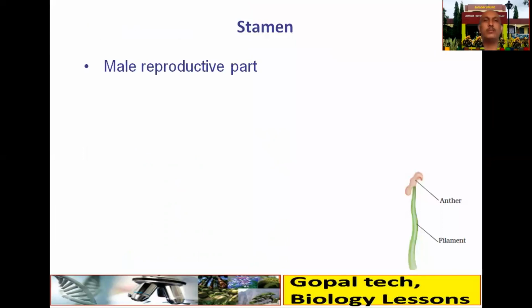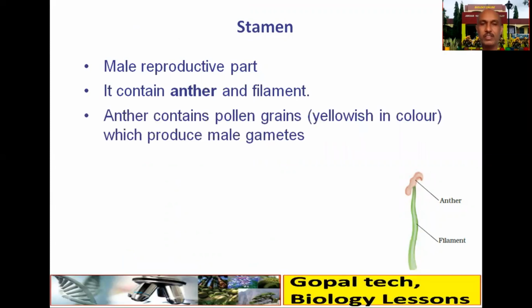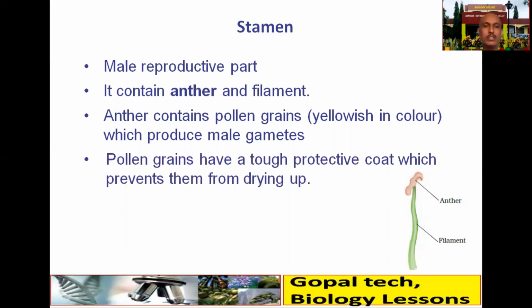The stamen is a male reproductive part, you know. It contains two parts, anther and filament. Look at the diagram here, filament and anther. The anther contains and produces pollen grains. When you touch a flower, you will get a yellowish sticky powder. That is nothing but pollen grains, which produce male gametes. They carry male gametes.